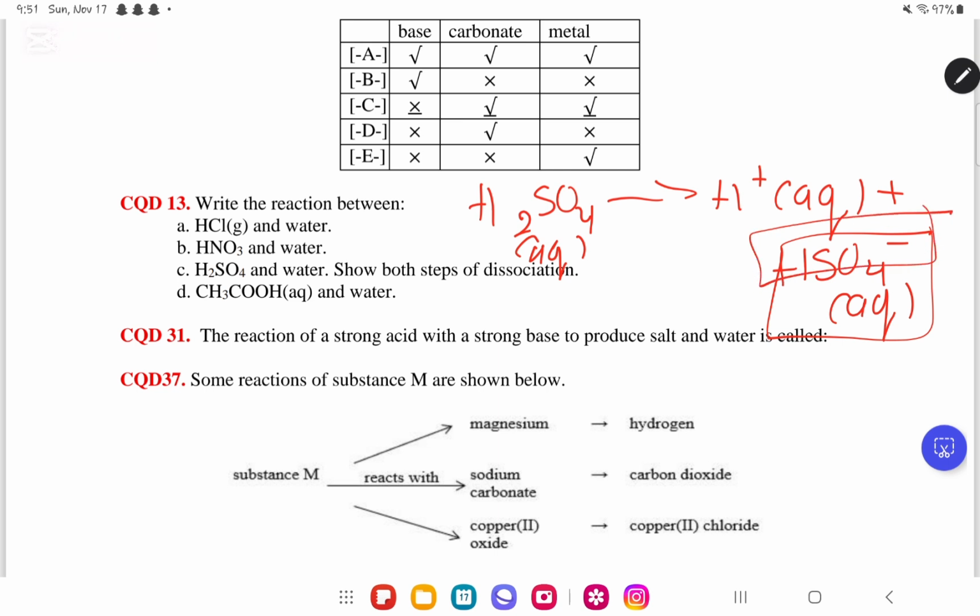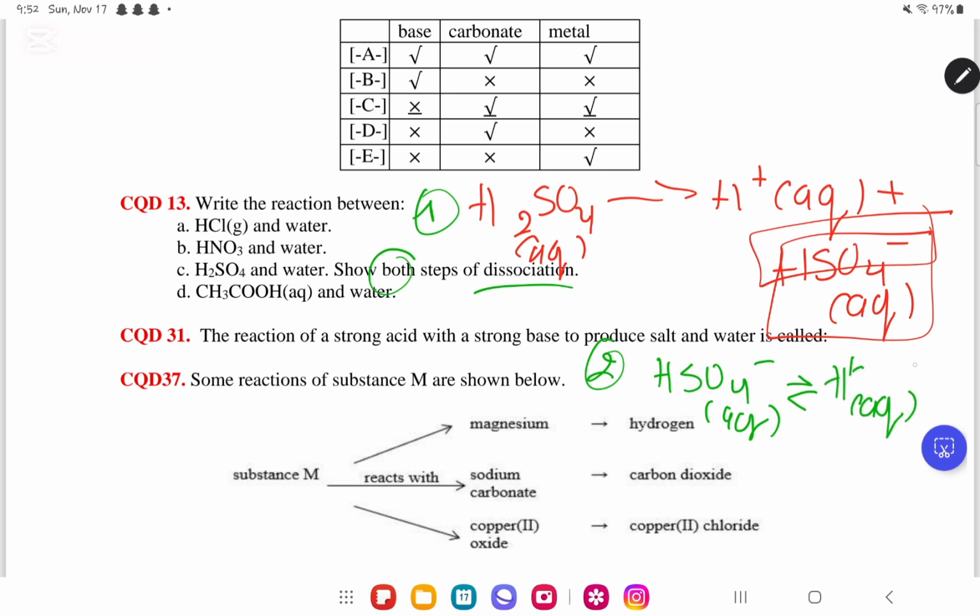But this is not completely broken down. So to completely break it down, we're going to do a second step. That's why it says show both steps of dissociation. The first step is this. And now the second step is what? You take the HSO4 minus aqueous, you put it in even more water, but it's not as strong as the H2SO4. So it will partially break down. That's why we put the reversible sign, the equilibrium sign, into H plus aqueous and SO4 2 minus aqueous.